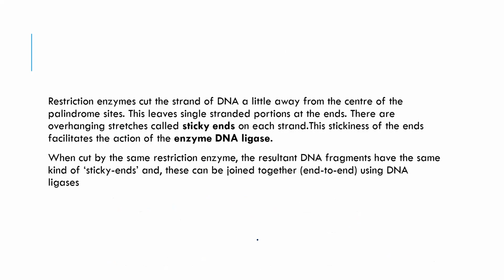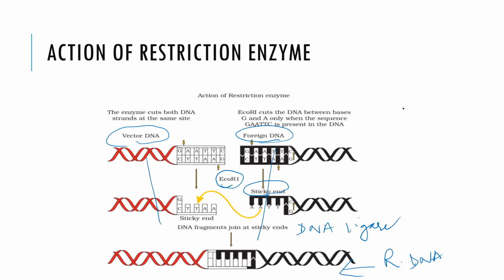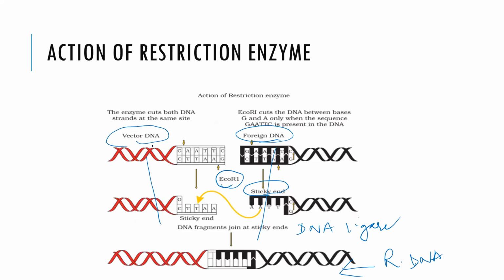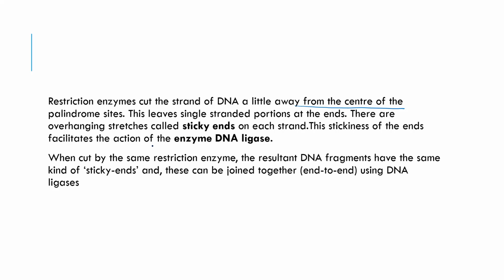So restriction enzymes cut the strand of a DNA a little away from the center of the palindrome sites. So here it is cutting away from the center. It's cutting somewhere here, it's cutting somewhere here. This leaves single-stranded portions at the ends. There are overhanging stretches called the sticky ends on each strand. This stickiness of the ends facilitates the action of the DNA ligase.